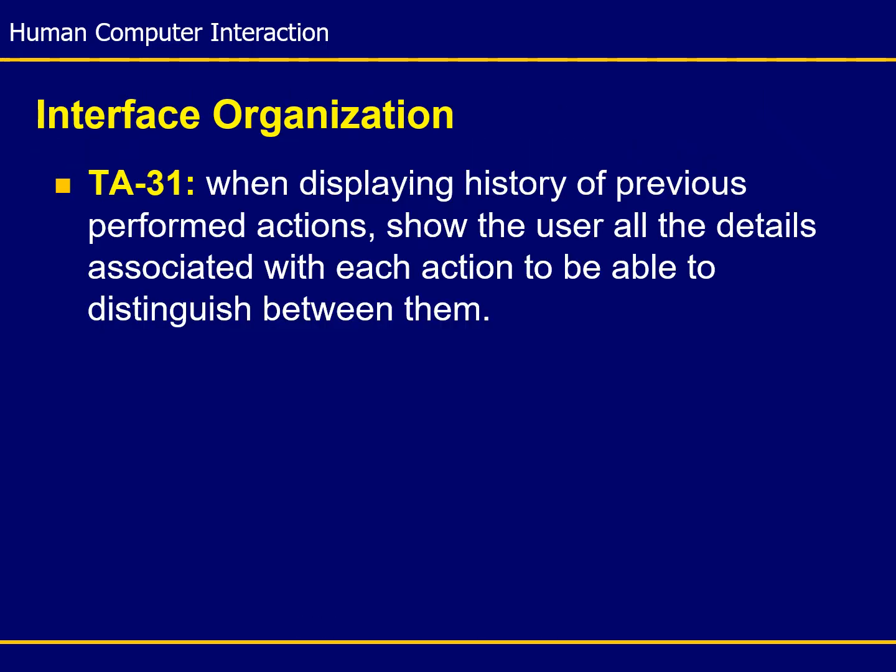So the takeaway is, when displaying the history of previously performed actions, show the user all the details associated with each action to be able to distinguish between them. Otherwise, don't include it. And this actually makes a difference if you're designing an interface for cell phones, because the screen real estate is really small. So this is one takeaway that might help you decide on the best information to display on the screen.